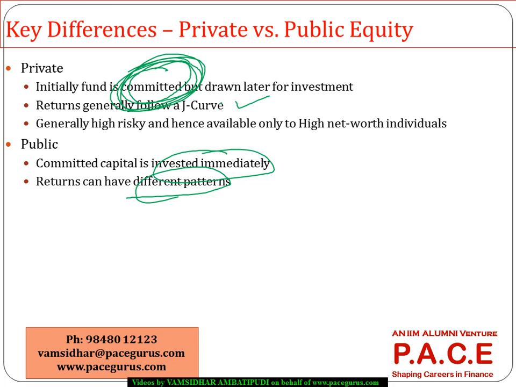And returns can have various patterns here, whereas in a private equity investment, even a successful one, it is observed that the returns generally follow a J curve. Initially there could be losses, but after that the profits will start getting generated. This is what is typically called the J curve. Most private equity investments are seen to follow a typical J curve. And compared to a public investment, private investments are treated as highly risky, so they are only available to a qualified set of investors or high net worth individuals.